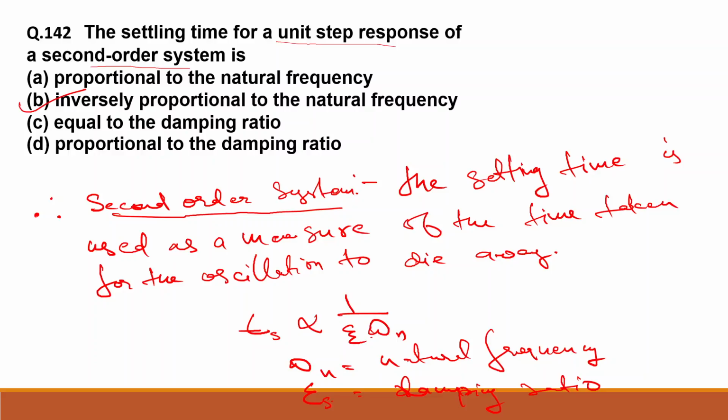So the settling time for the unit step response of a second order system is inversely proportional to the natural frequency, guys. First I will tell you what the second order system is. Settling time is used to measure the time taken for the oscillation to die away. That is known as the second order system.